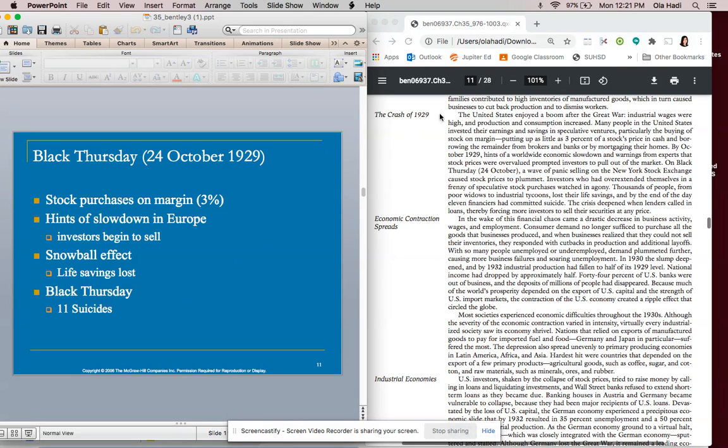Okay, so this leads us to the crash of 1929, which is when the Great Depression technically started. Remember, it wasn't the only reason, but this is when the Great Depression is traditionally thought of as starting, with this stock market crash.